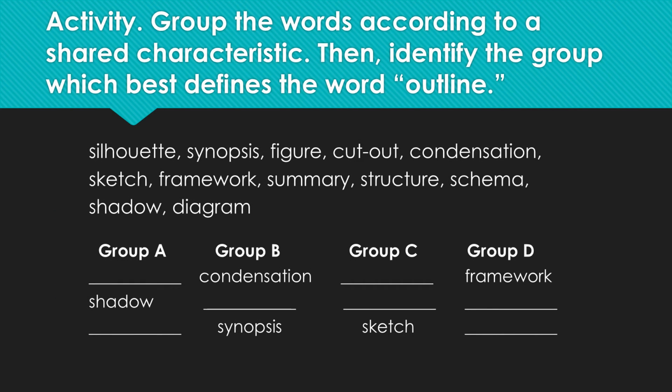So first, let's activate your schema about outline, because outline can mean so many things. So I want you to do this activity. You simply group the words according to shared characteristic. You have group A, group B, group C, group D, and then once you're done, you pick the group which best defines the word outline. Okay, pause the video at this moment.